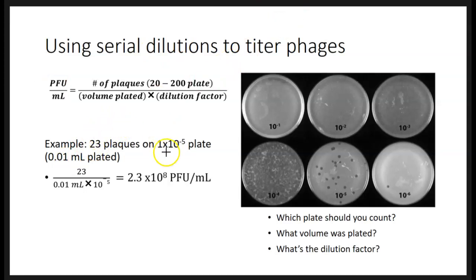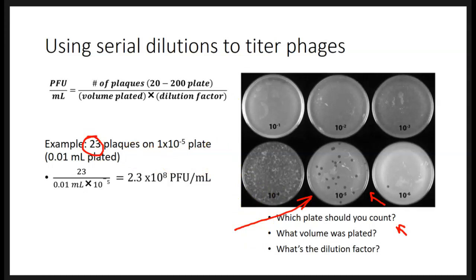For example, if we had this plate here, you can look at this plaque assay and say, which plate should you count? Which one has between 20 and 200? And it's clearly 10 to the minus 5. You count the number of plaques here, and it's actually 23 plaques on this plate.